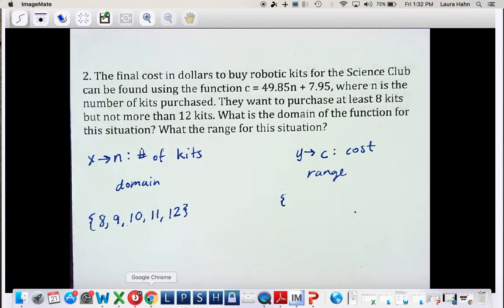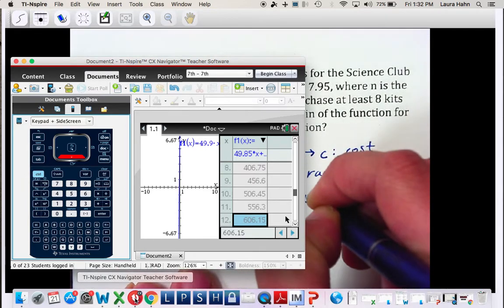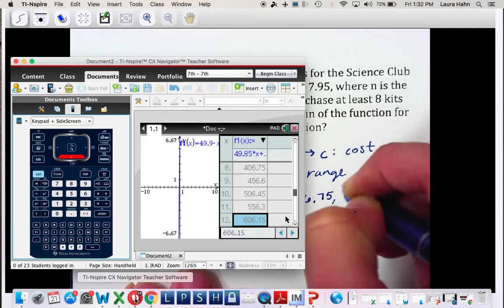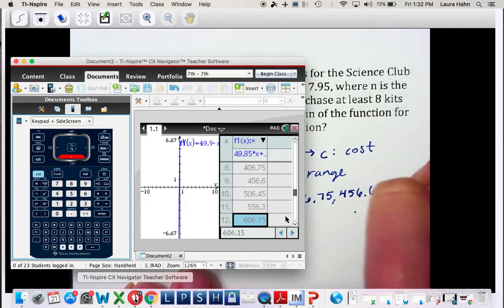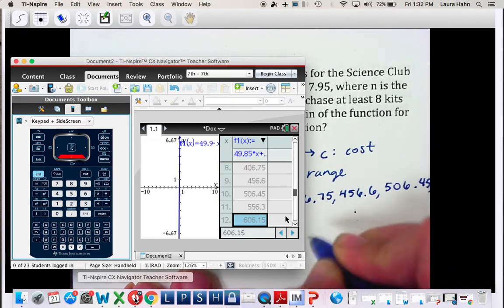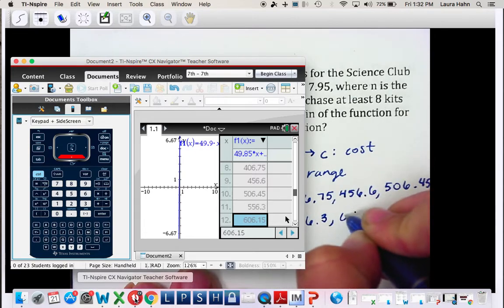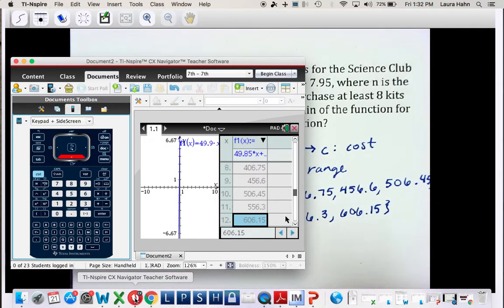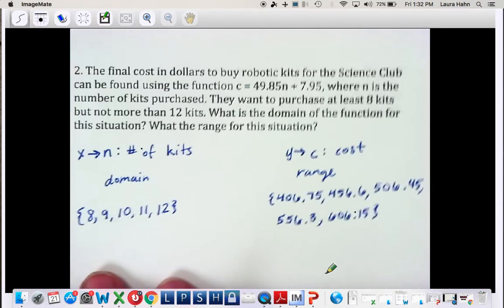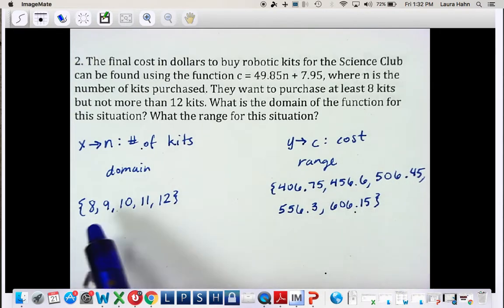Oops, let me write it down first. And finally, 606.15. All right, so there it is. So those are the different amounts we might have to pay depending if we buy each of those number of kits.